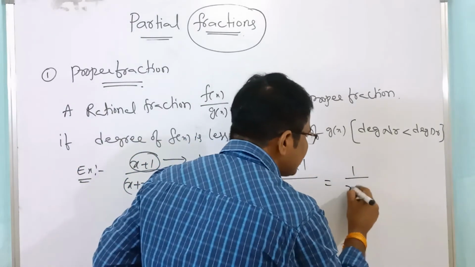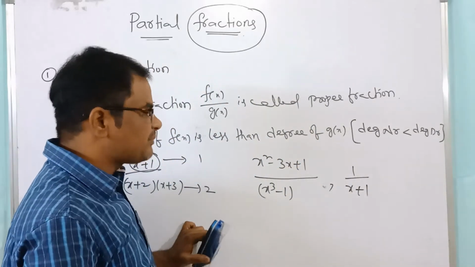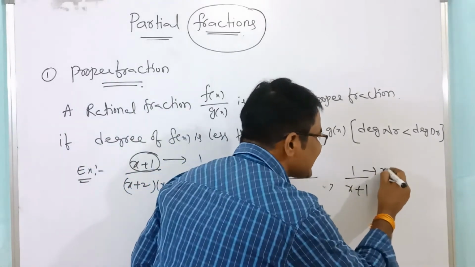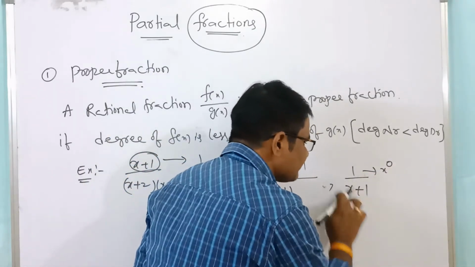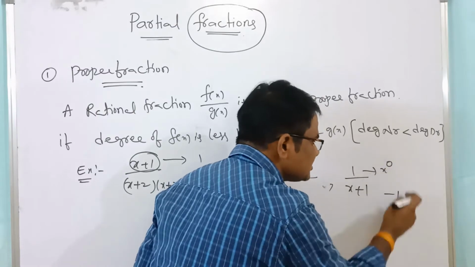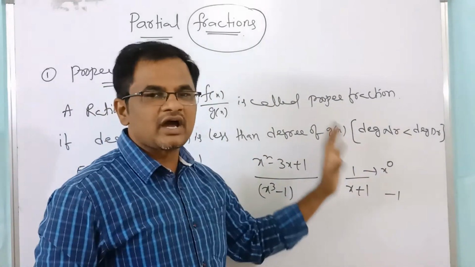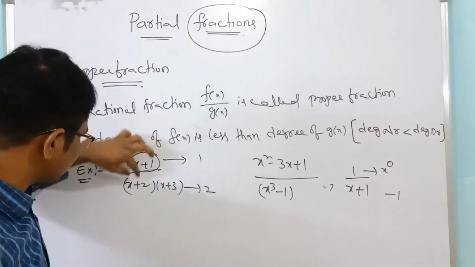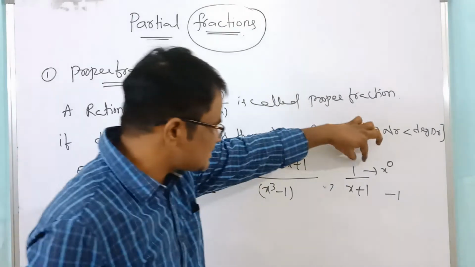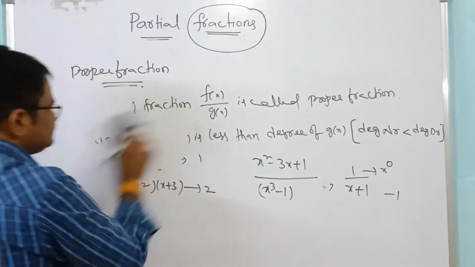Or 1 by x plus 1. This is also a proper fraction. Degree of numerator is x power 0, which is 1, and degree of denominator is 1. So here 0, here 1. So these are the examples for proper fraction, where degree of numerator is 1, 2, 0 and less than the degree of denominator. Next, improper fraction.